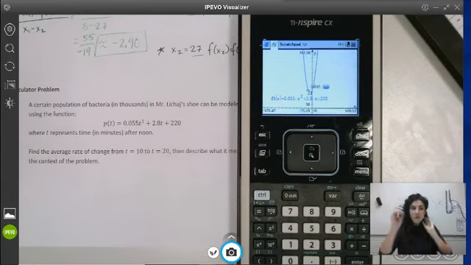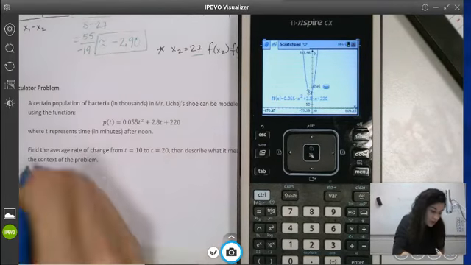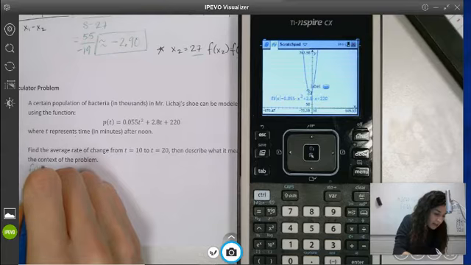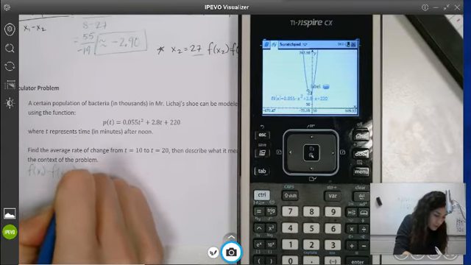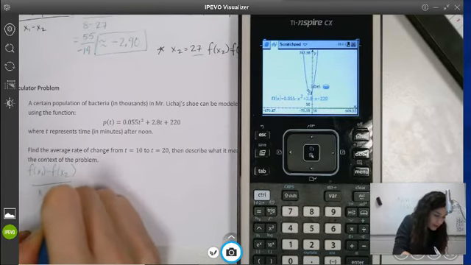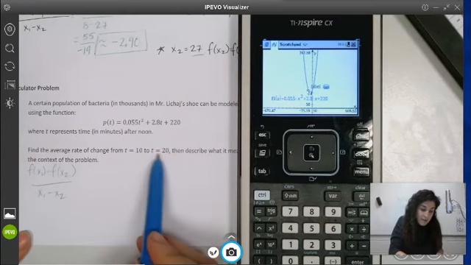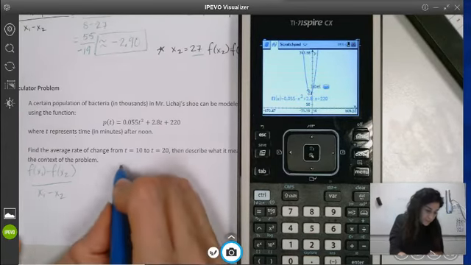Okay, so what are we doing here? We're trying to find the average rate of change. Well, your average rate of change is f of x sub 1 minus f of x sub 2 over x sub 1 minus x sub 2. I have my x sub 1 and my x sub 2.